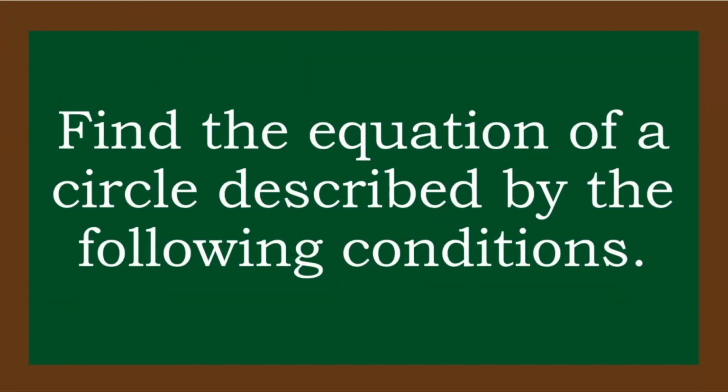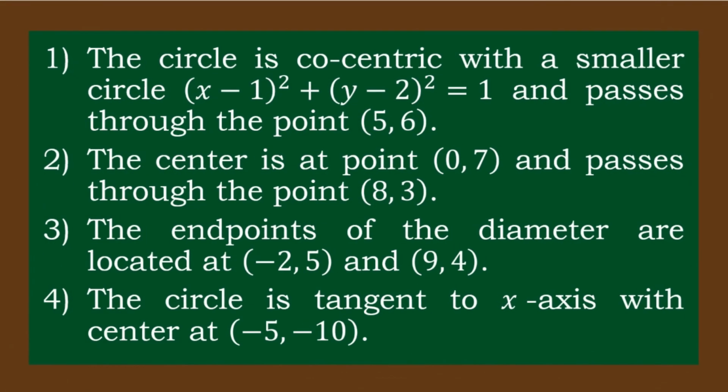Find the equation of a circle described by the following conditions. Number 1, the circle is concentric with a smaller circle, the quantity x minus 1 squared plus the quantity y minus 2 squared equals 1 and passes through the point 5, 6. Number 2, the center is at point 0, 7 and passes through the point 8, 3. Number 3, the endpoints of the diameter are located at negative 2, 5, and 9, 4. And number 4, the circle is tangent to x-axis with center at negative 5, negative 10.